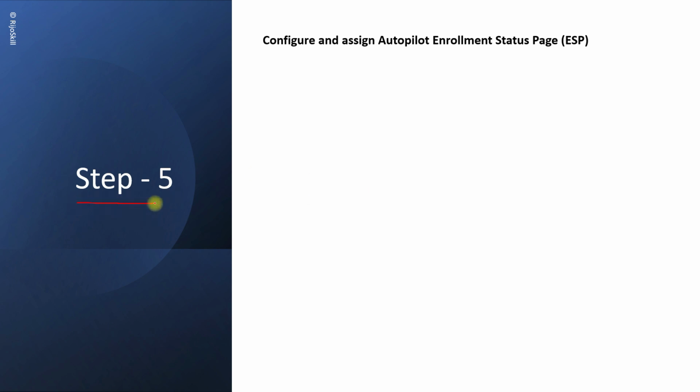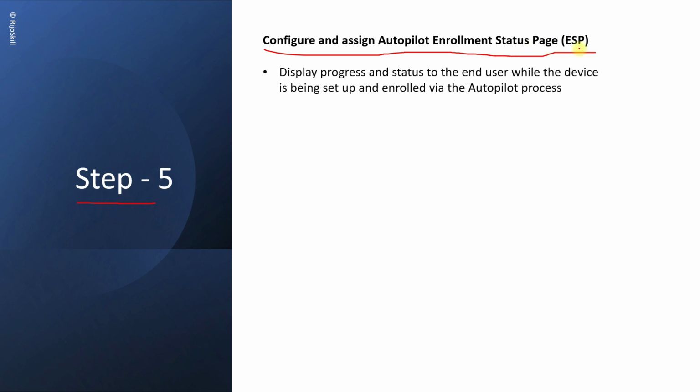So what is step 5? Configure and assign the Autopilot enrollment status page. So what does the enrollment status page mean? It displays progress and status to the end user while the device is being set up and enrolled by the Autopilot process. So once you enroll, the user gives their email address and password, and the status page will be displayed on the device and inform the user of the current status of the device installation. Okay, so that is the ESP page.